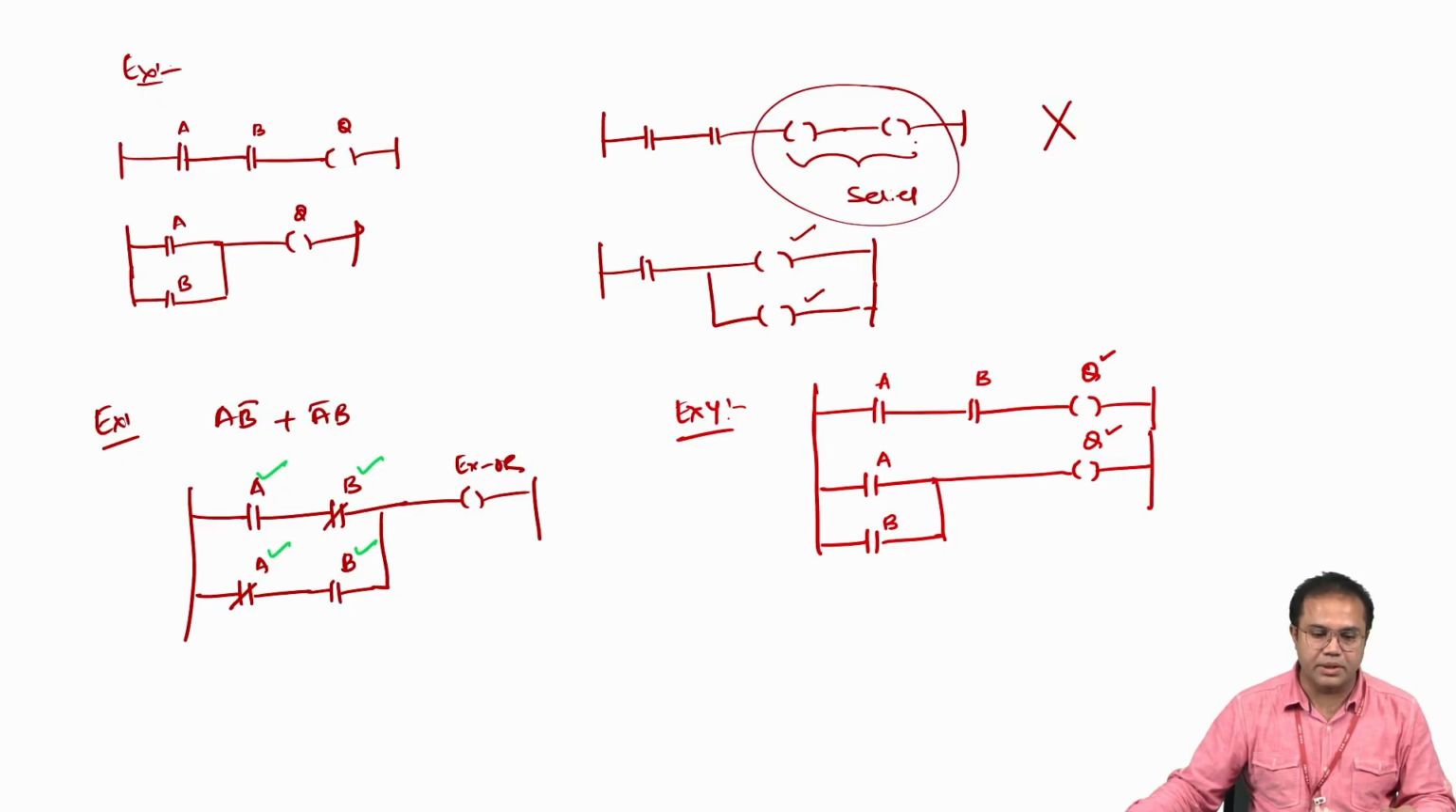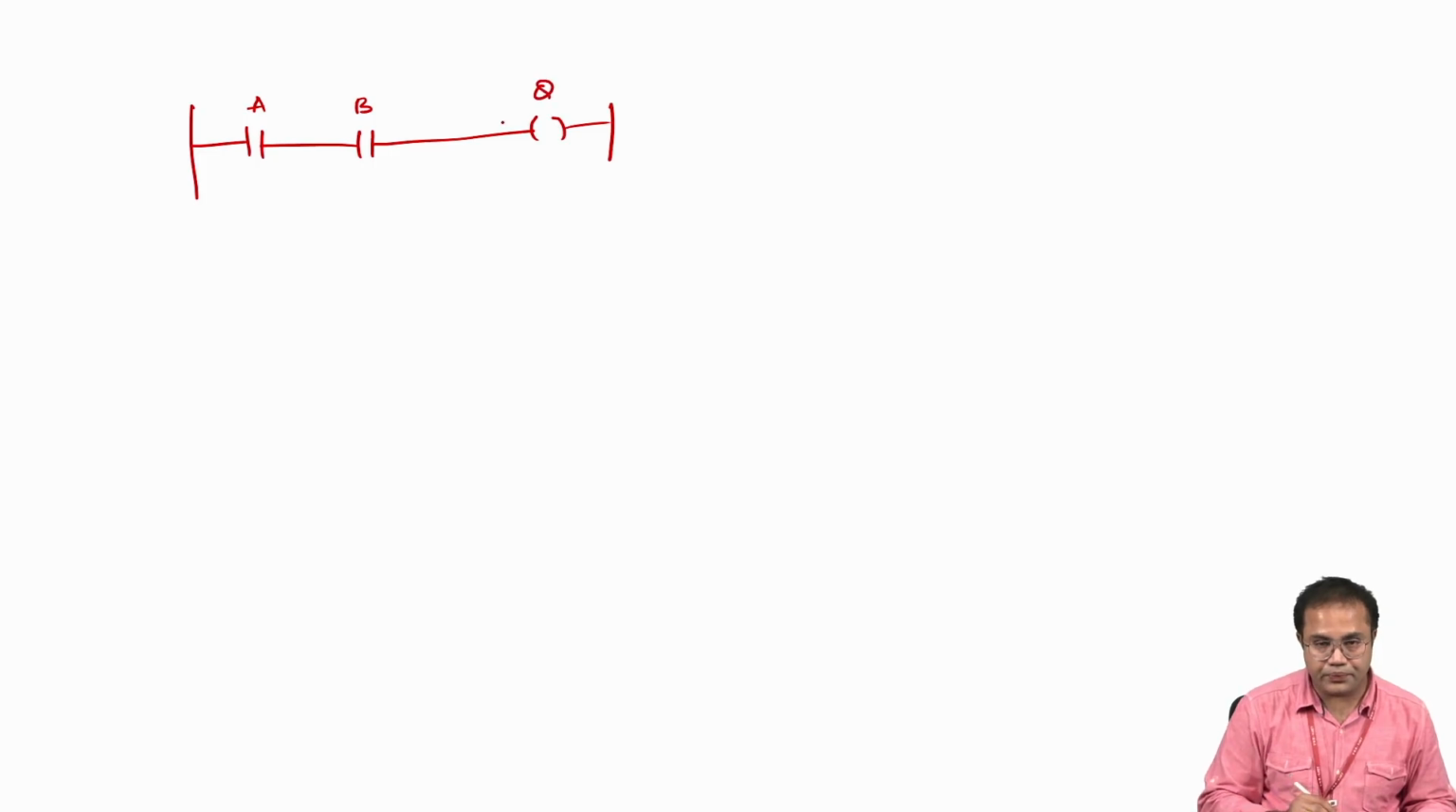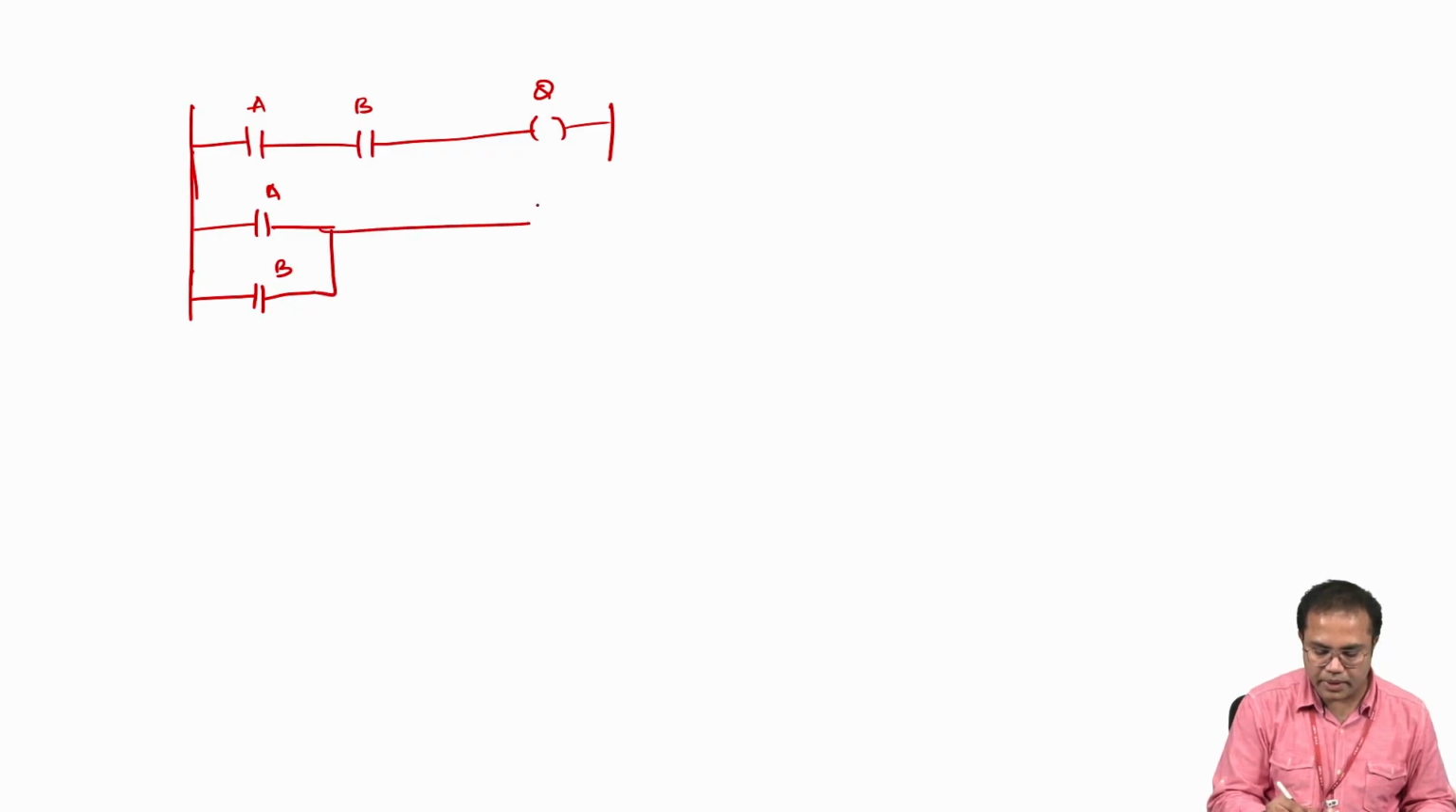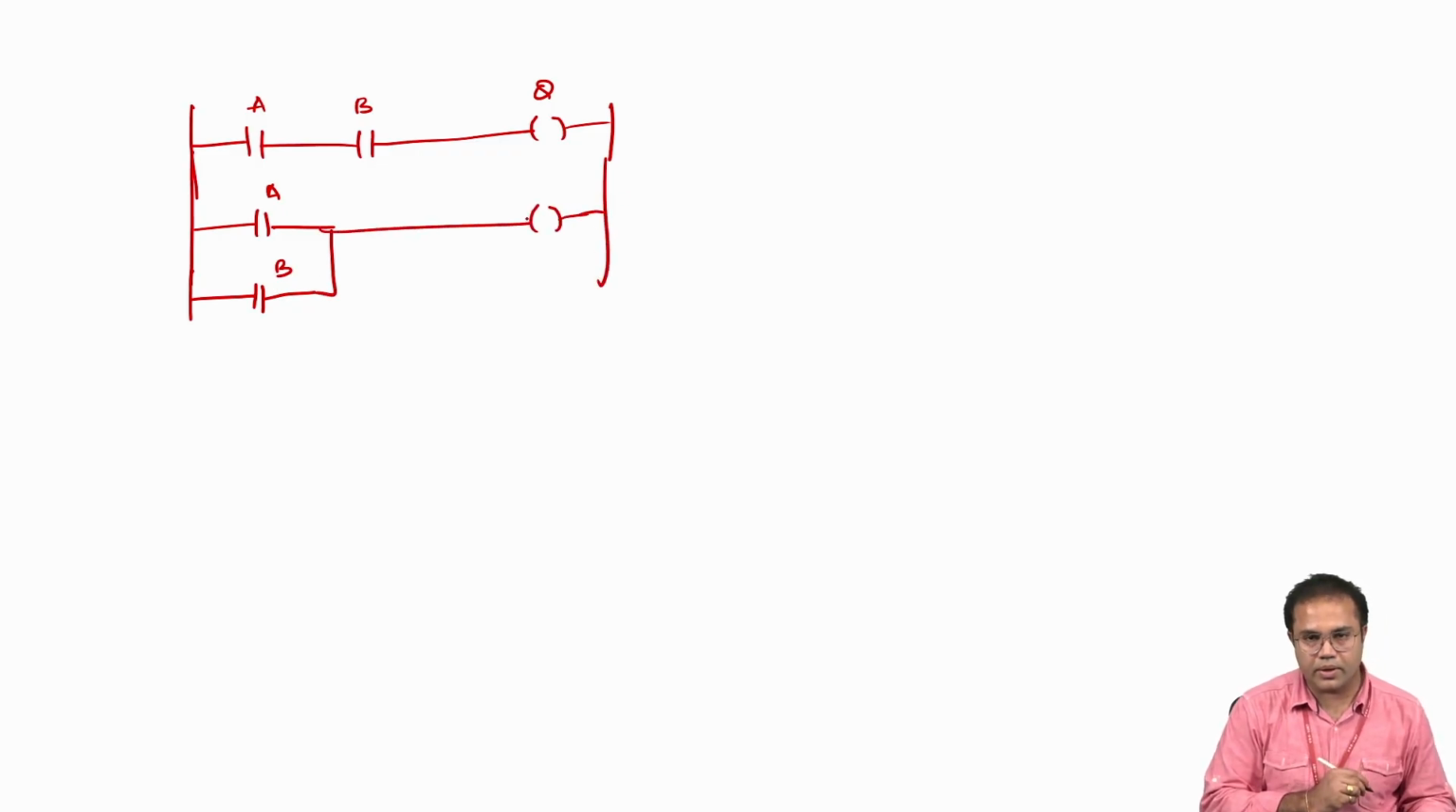Now coming to our next point, the input address cannot be used for an output instruction. Yes, that's true. Say, for example, here AND logic followed by output: A, B, and Q. Suppose I'm building an OR logic in parallel, A, B, followed by output. Suppose if I write A or B, then it's purely invalid.